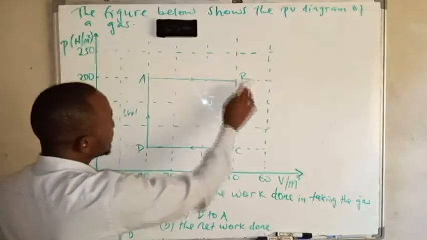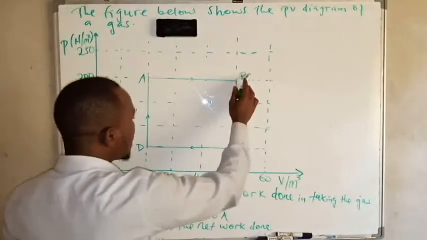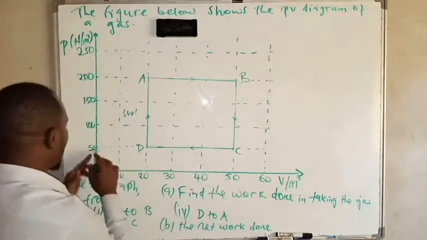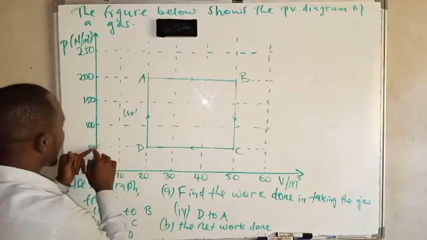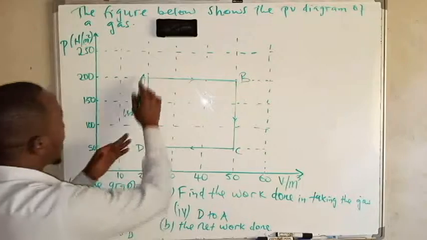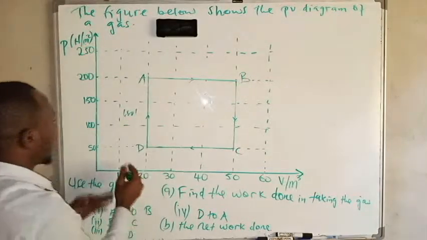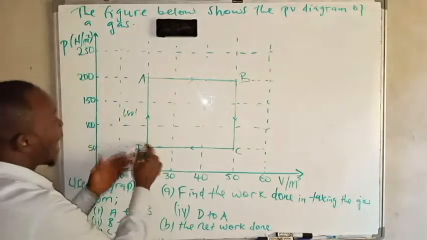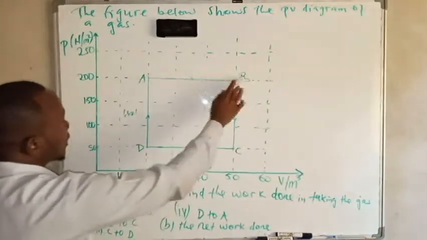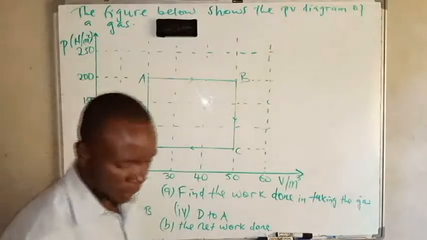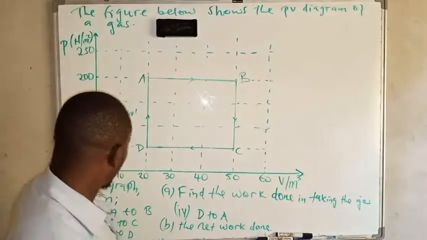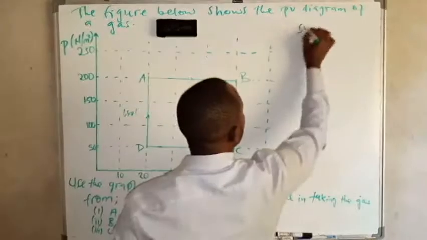So for line AB, the pressure is constant. For BC, the volume is constant. For CD, the pressure is constant, but the volume is changing. Then from D to A, the pressure is not constant, and the volume is constant. So from this basis, we are going to proceed to find the solutions.